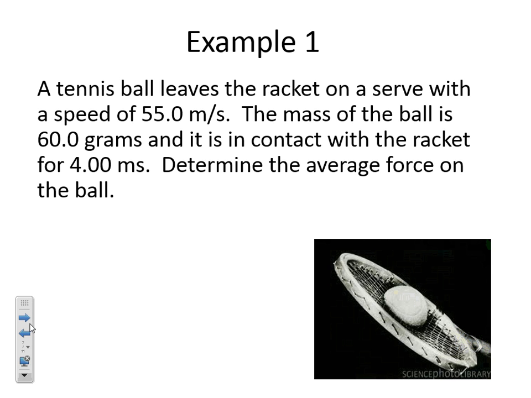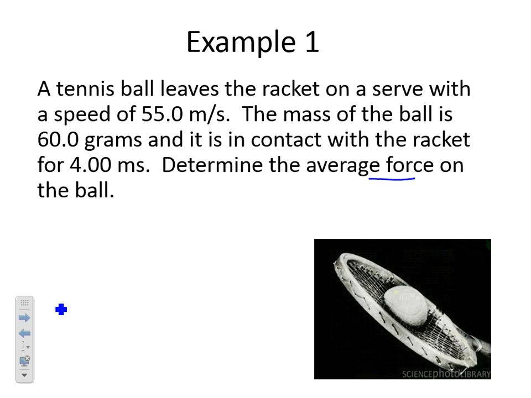So our first example, we have a tennis ball that leaves the racket on a serve with a speed of 55 meters per second. The mass of the ball is 60 grams, and it's in contact with the racket for 4 milliseconds. Determine the average force on the ball.